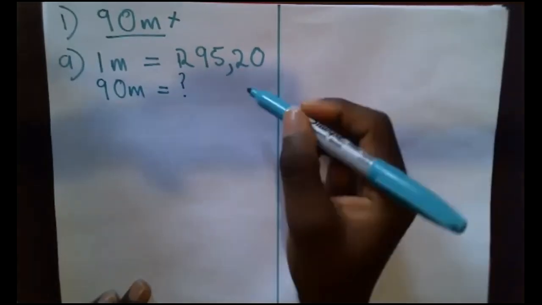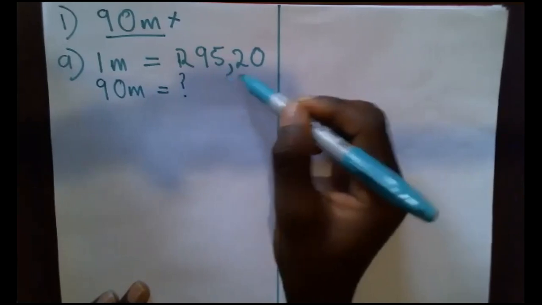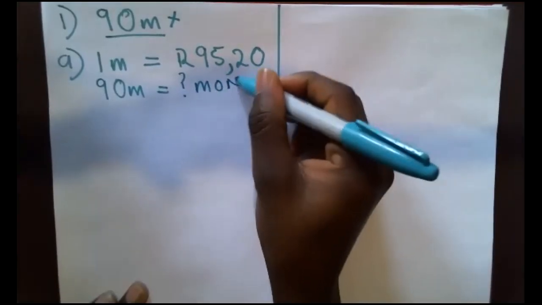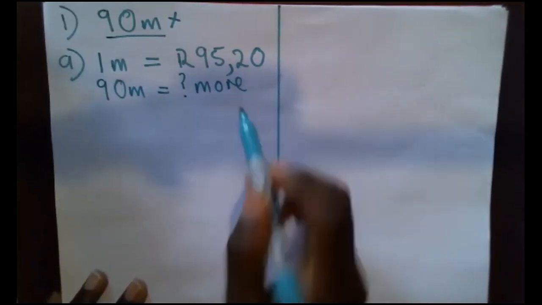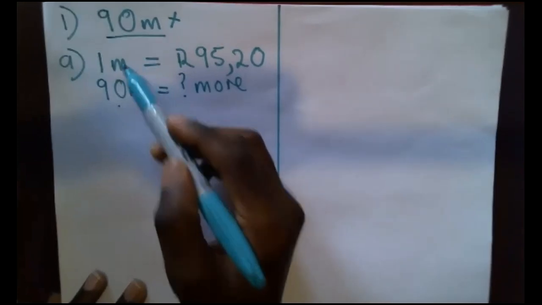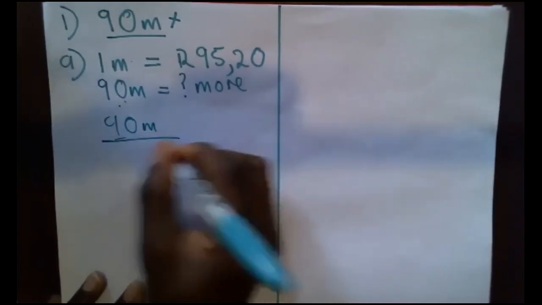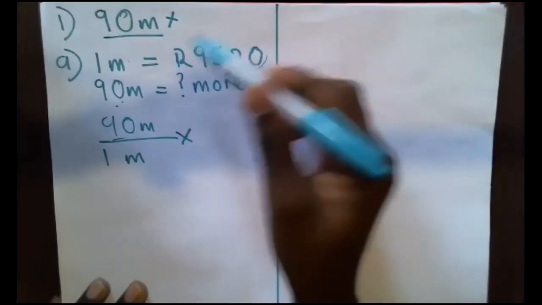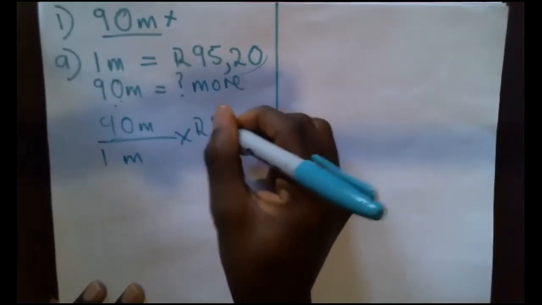Is it going to be more than 95.2 or is it going to be less than 95.2? Of course, I would expect it to be more, isn't it, guys? So I'll write a more here. So the rule says, if it is more, we say a bigger number over a smaller number. So we are saying 90 meters over 1 meter multiplied by quantity. The quantity is the one that is on this side. So we have quantity, which is 95.20.